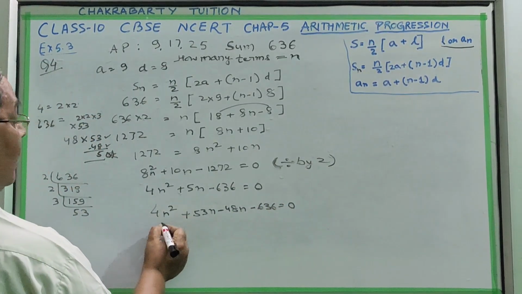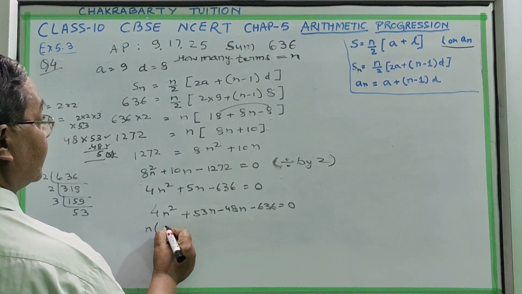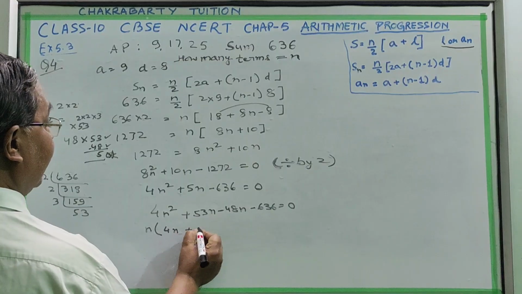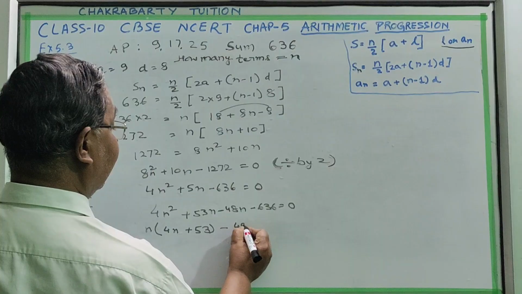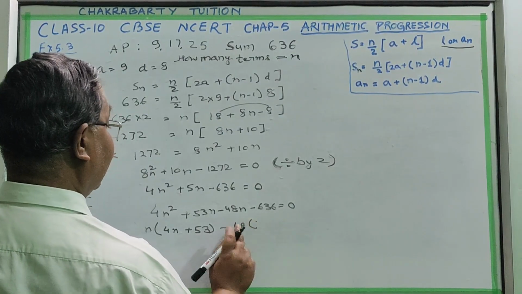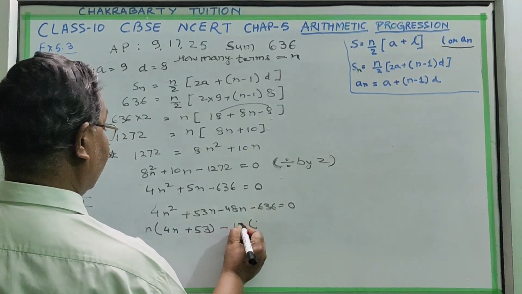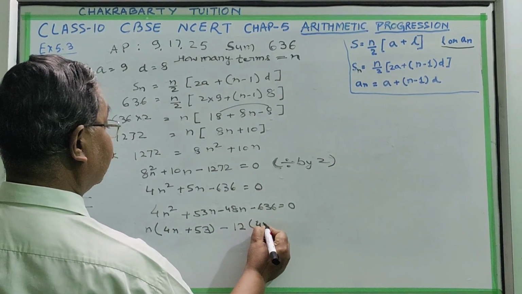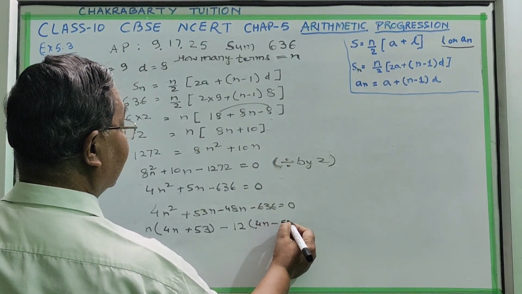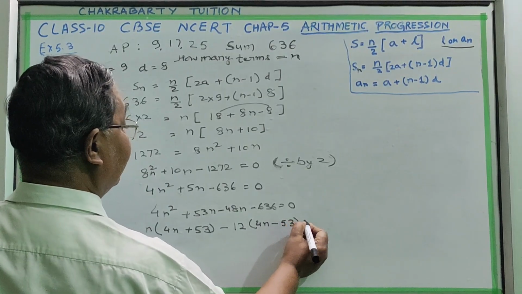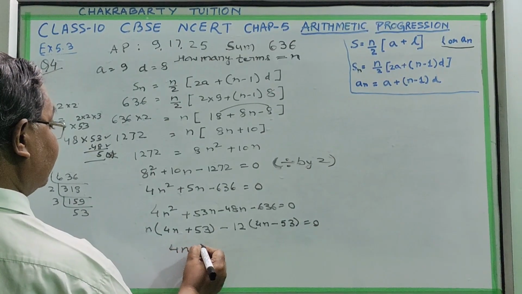Okay, so here nothing is common, we will take n out. So 4n will come here plus 53. Here minus 48 we will take out. So what will remain? Or 12 we will take out, because 4 we want inside. So it will become 4n. By 12 if we divide it, 12 5s are 60 and 36. It will come this one equal to 0. So one is 4n plus 53 factor.